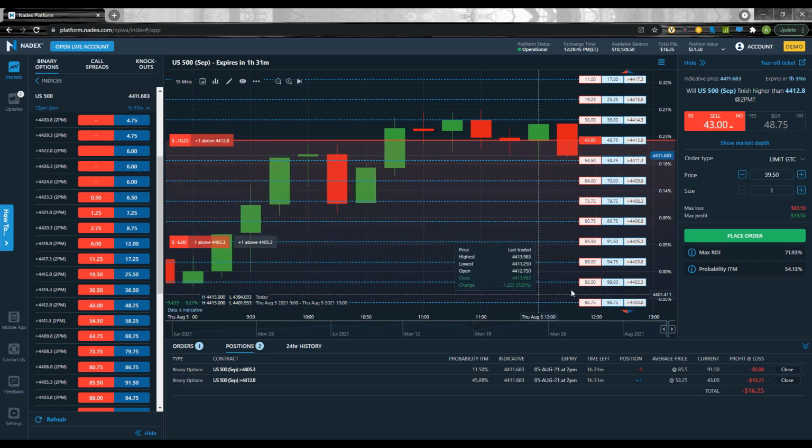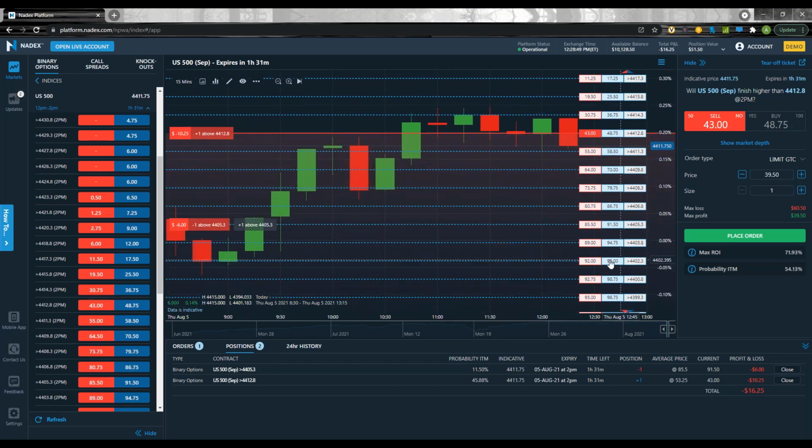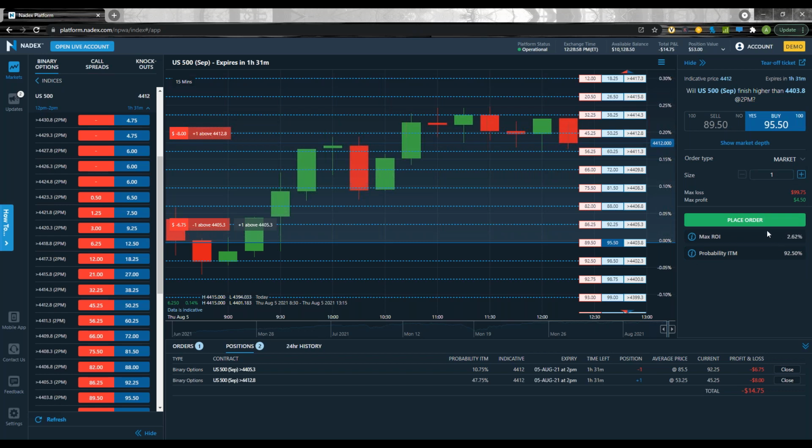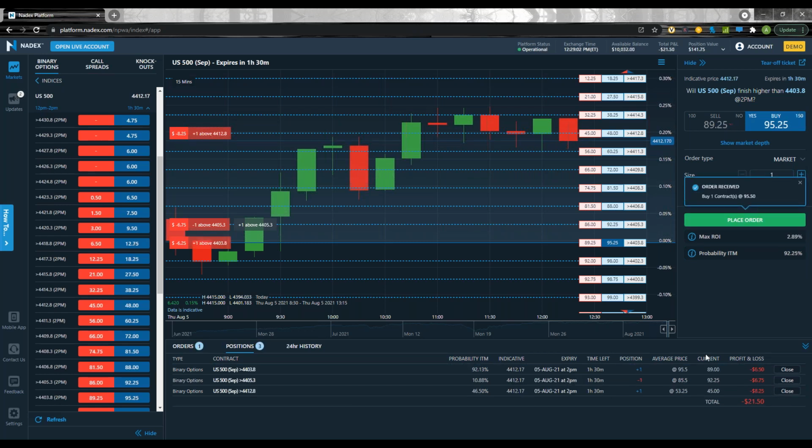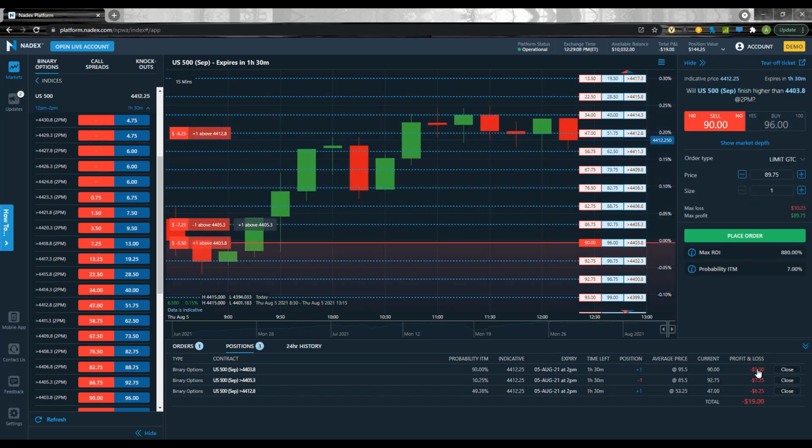And to drive this point home even a little bit more, we'll get into a $94 contract here, right? So the probability that this expires in my favor is extremely high. We'll do a market order just to get in. So you can see I just got into this contract. My profit and loss right now is showing -$5, right? If I were to sell out of this contract right now, I would lose $5.